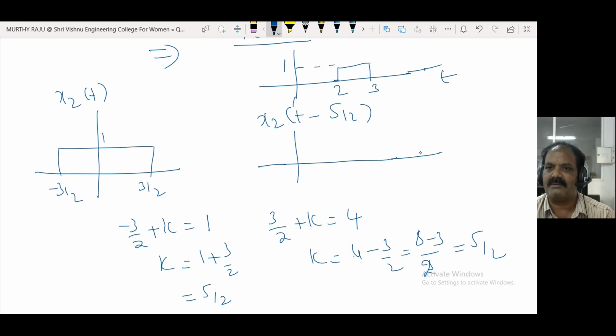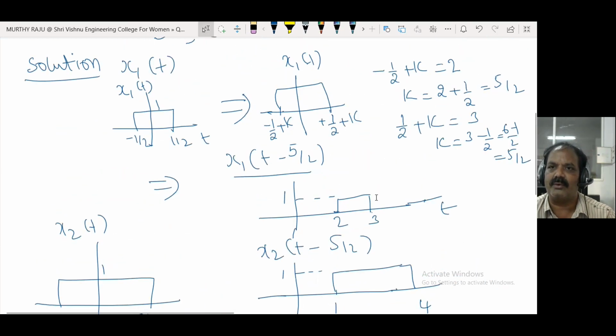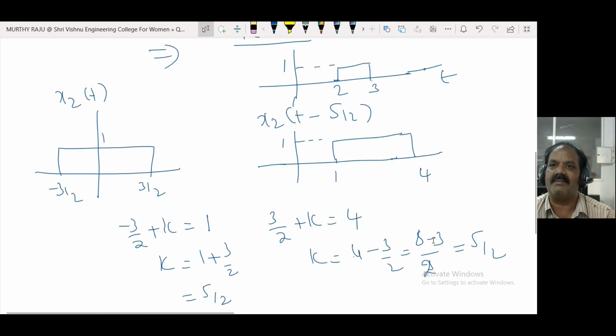X2 of t minus 5 by 2. The value is here 1 and 4. This is x2 of t minus 5 by 2, from minus 3 by 2 to plus 3 by 2 changed to 1 comma 4. Here minus 1 by 2 to plus 1 by 2 changes to 2 comma 3.